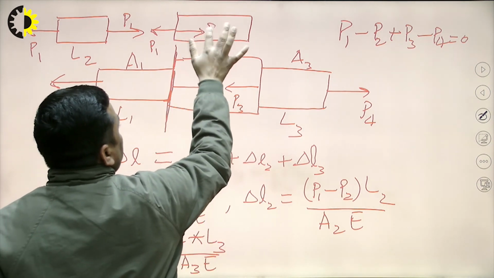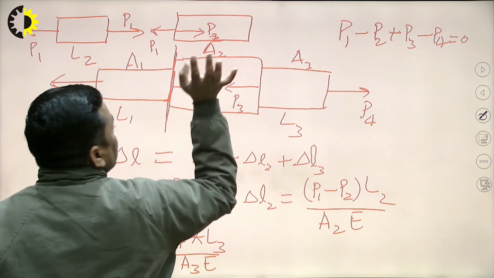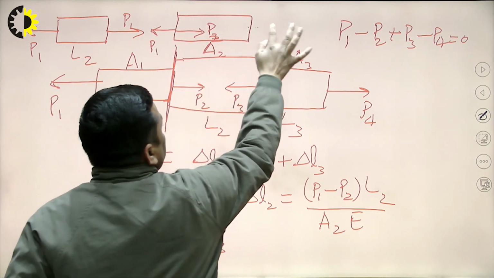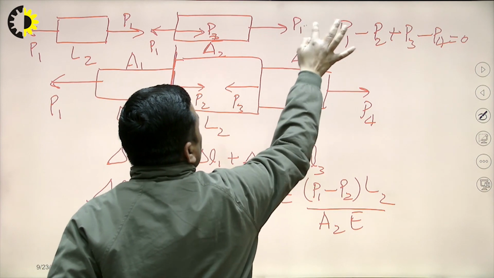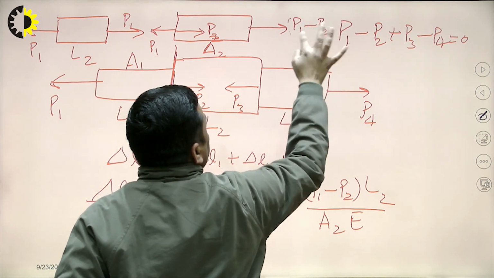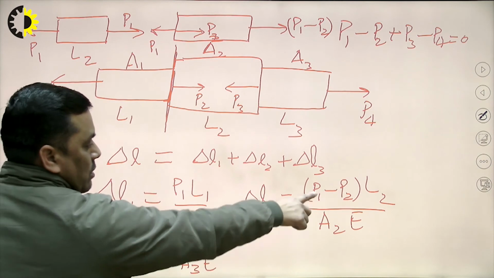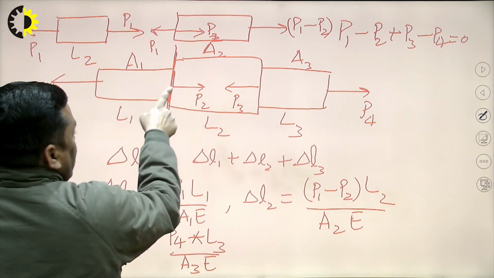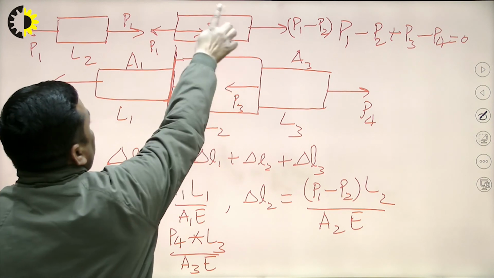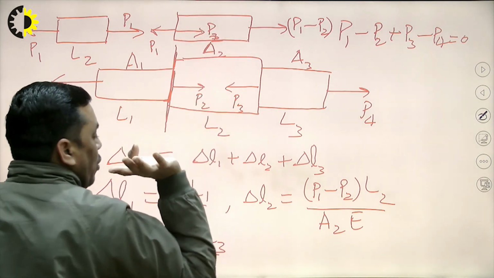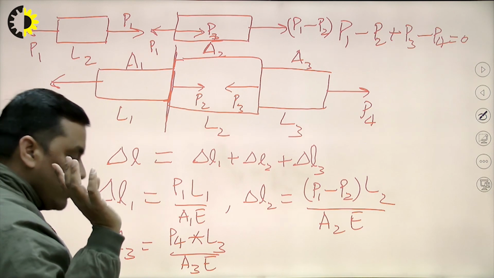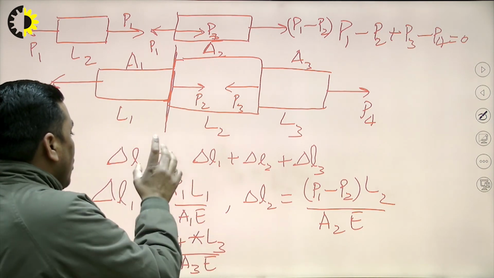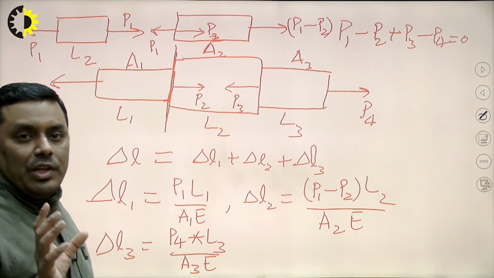Already P2 exists here. So, the net force on this plane is P1 minus P2. Obviously, on the other side it must be P1 minus P2. Directly I wrote it there. I have shifted this force P1 here, or we can check from the free body diagram also. So, this is the way we can solve simple problems related to Hooke's law for finding out change in length.